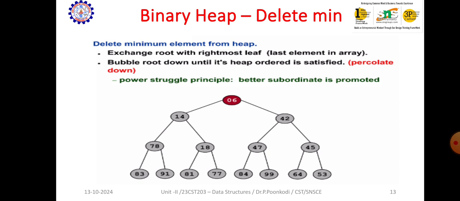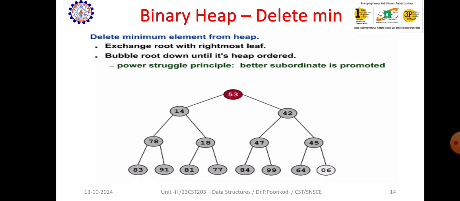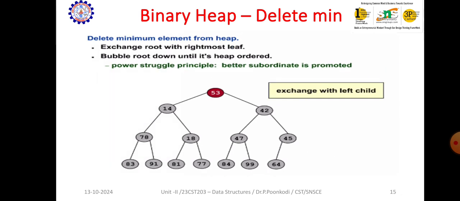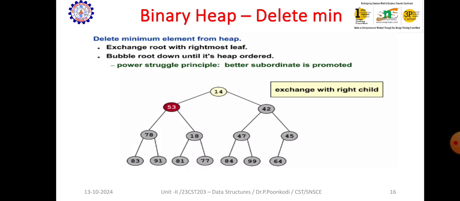Then next is delete minimum. If I delete this 6 at the root node, it will create a hole there. First we have to compare the next two values. If I compare these two values, which one is minimum? 14. The 14 should be moved to the root node. The last value came here.